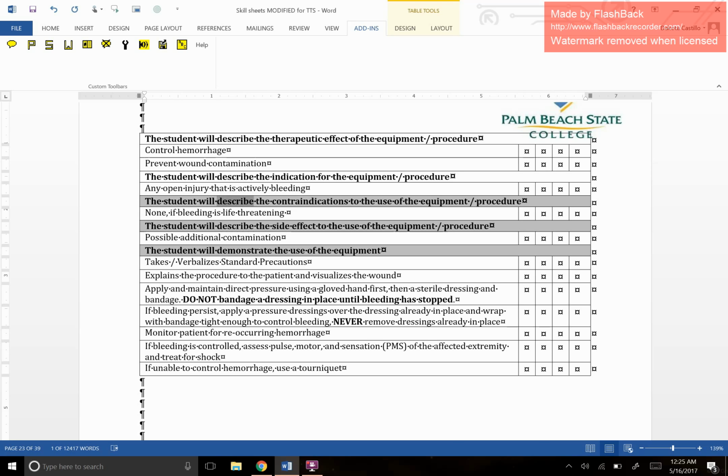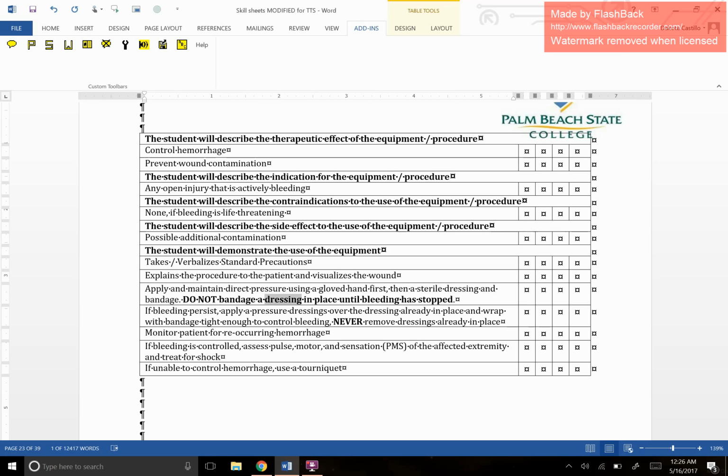The student will describe the contraindications to the use of the equipment/procedure: none, if bleeding is life-threatening. The student will describe the side effect to the use of the equipment/procedure: possible additional contamination. The student will demonstrate the use of the equipment. Take or verbalize standard precautions. Explain the procedure to the patient and visualize the wound. Apply and maintain direct pressure using a gloved hand first, then a sterile dressing and bandage.